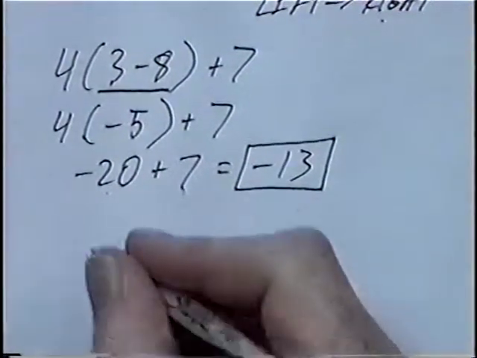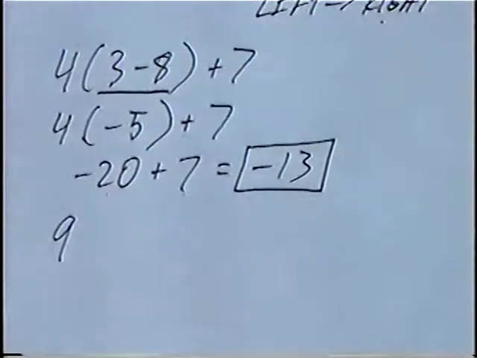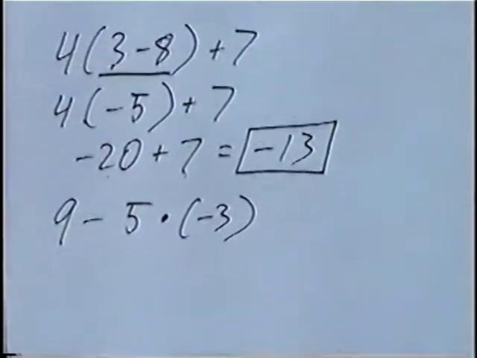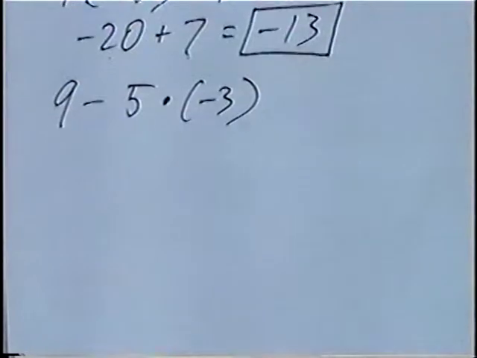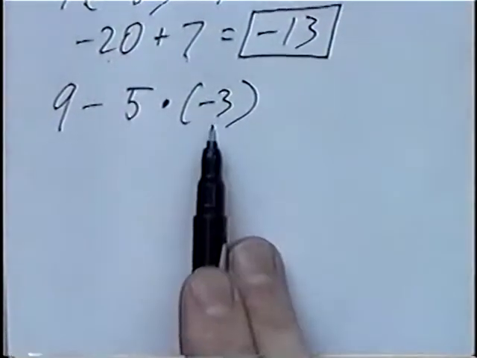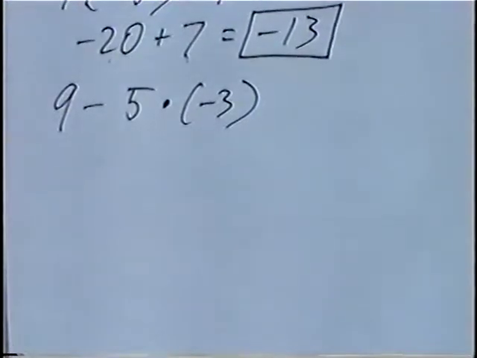Second question is 9 minus 5 times, in parentheses, negative 3. For this question, we have subtraction, multiplication, and one number inside the parentheses.